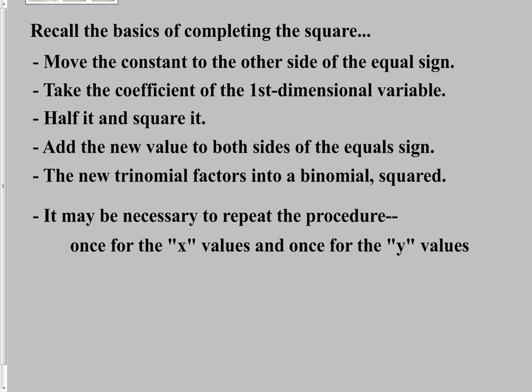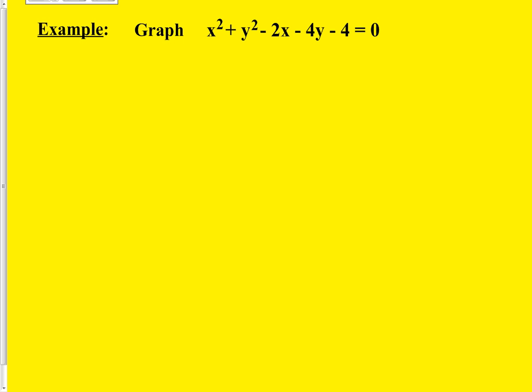Now, if you have two different variables going on in your problem, meaning you've got an x squared and a y squared as well, it may be necessary to complete the square for both of those values. So I worked through an example with you.